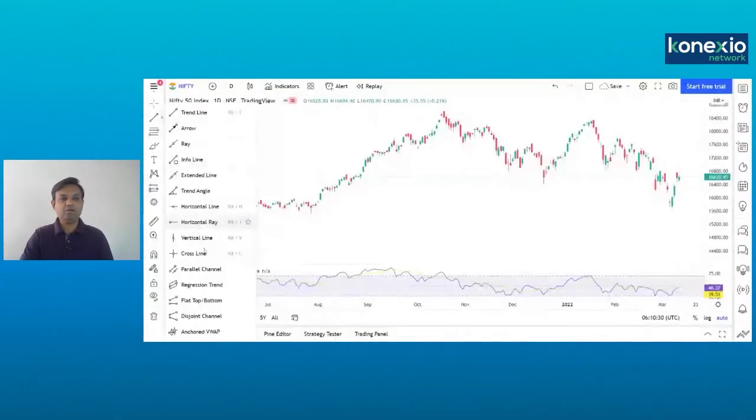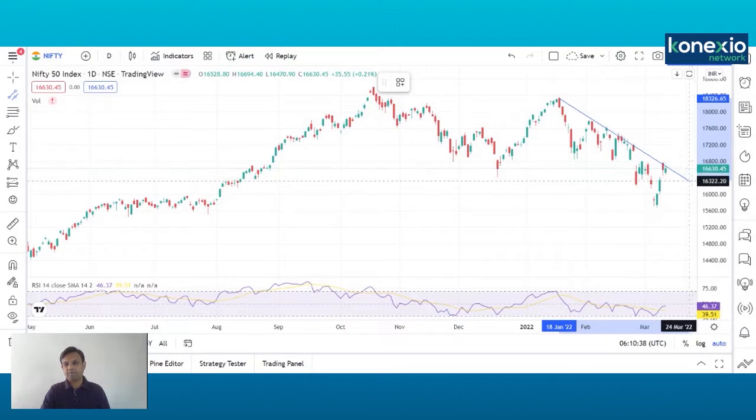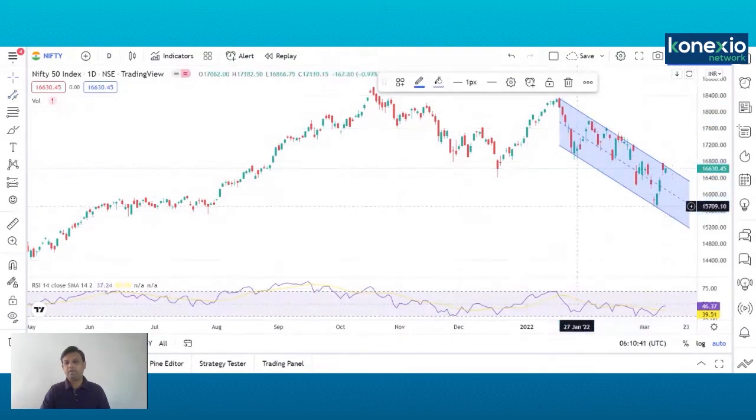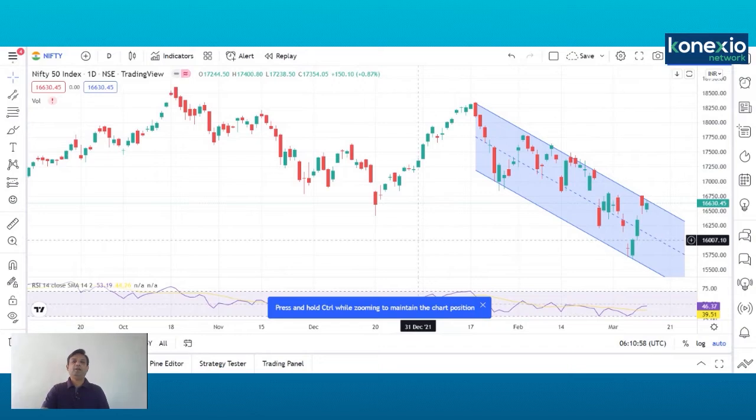Now let me draw a parallel channel. This is the parallel channel in which Nifty has been hovering. Last week it was around these levels. We were expecting buy on dips. It ended at this support line, and then we saw a sharp rally towards the upward resistance line. RSI is also in positive territory. Looking at this pattern, we feel that the trend is slightly getting stronger day by day.